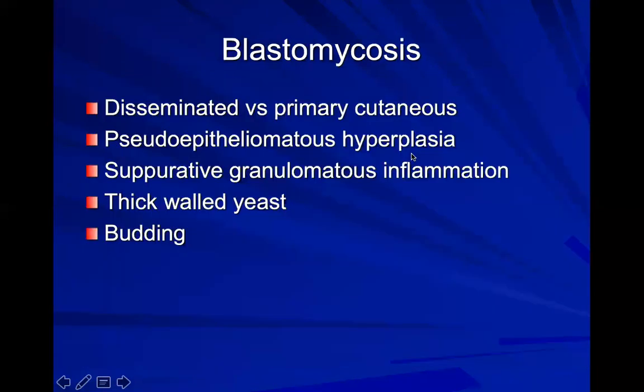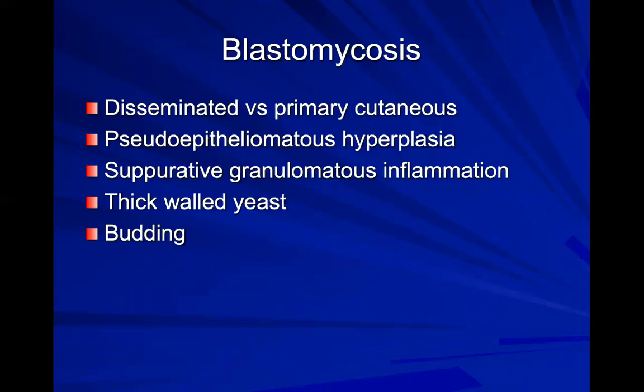Okay. Blasto. So you can either have disseminated blasto, or you can have primary cutaneous blasto, right? You either inhale it and it goes from your lungs and your bloodstream out to your skin, or it comes in from your skin. The keys for this are pseudoepitheliomatous hyperplasia and suppurative granulomatous inflammation. Anytime you see suppurative and granulomatous inflammation, which equals neutrophils plus histiocytes grouped together, right? You need to think of infection. Certainly with pseudoepitheliomatous hyperplasia plus suppurative and granulomatous inflammation, it's going to be an infection until proven otherwise.